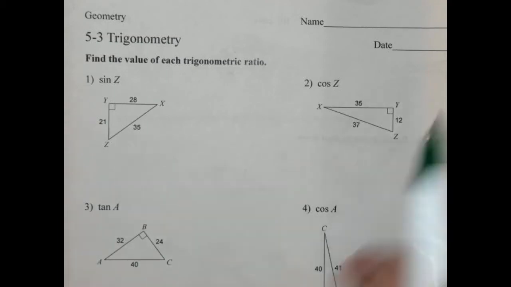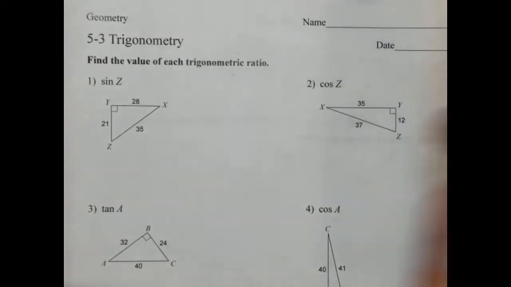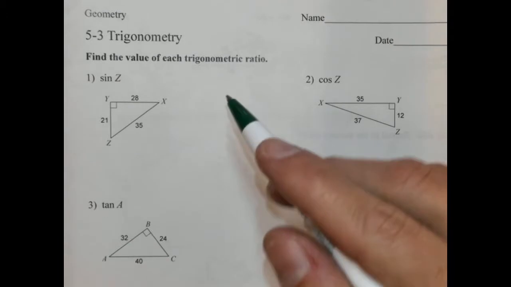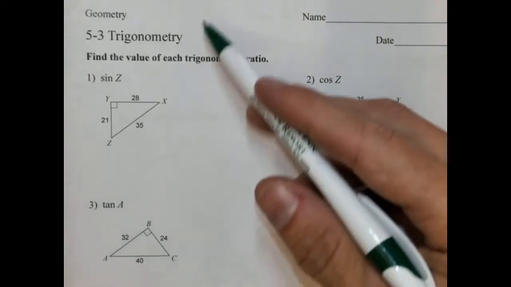Hi everybody. Today we're going to be doing a homework review of the trigonometry assignment. I meant to do it yesterday. I apologize, I was not able to, but better late than never, I guess. So we're going to start and just do all the odds.